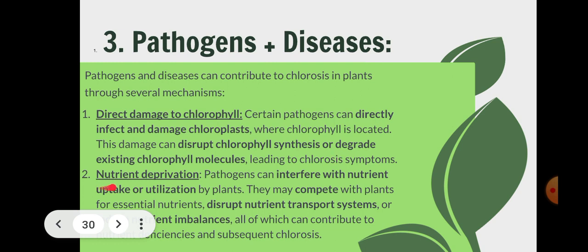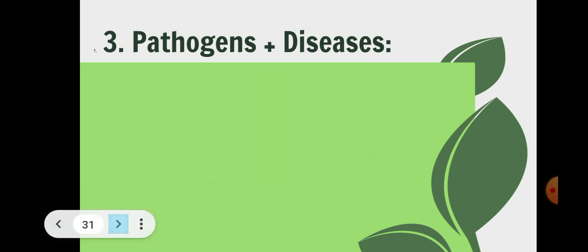The second one is nutrient deprivation. Pathogens can interfere with the nutrient uptake or utilization by plants. They may compete with plants for essential nutrients, disrupt the nutrient transport systems, or induce nutrient imbalances, all of which can contribute to nutrient deficiencies and therefore, as a result, lead to chlorosis.